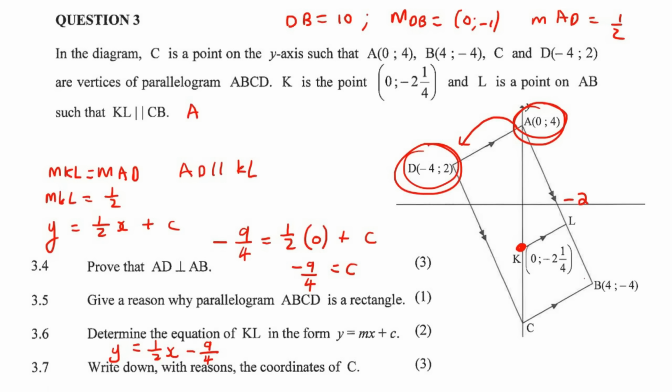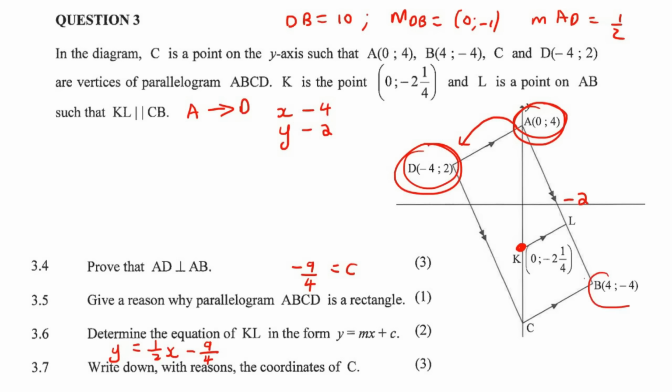So to go from A to D, what do we do to the x values? Well, you minus 4. See that? You go from 0 to minus 4. So you minus 4 on the x. And then what do you do to the y values? You minus 2, because that is how you go from 4 to 2. So for the x values, we minus 4, and for the y values, we minus 2.